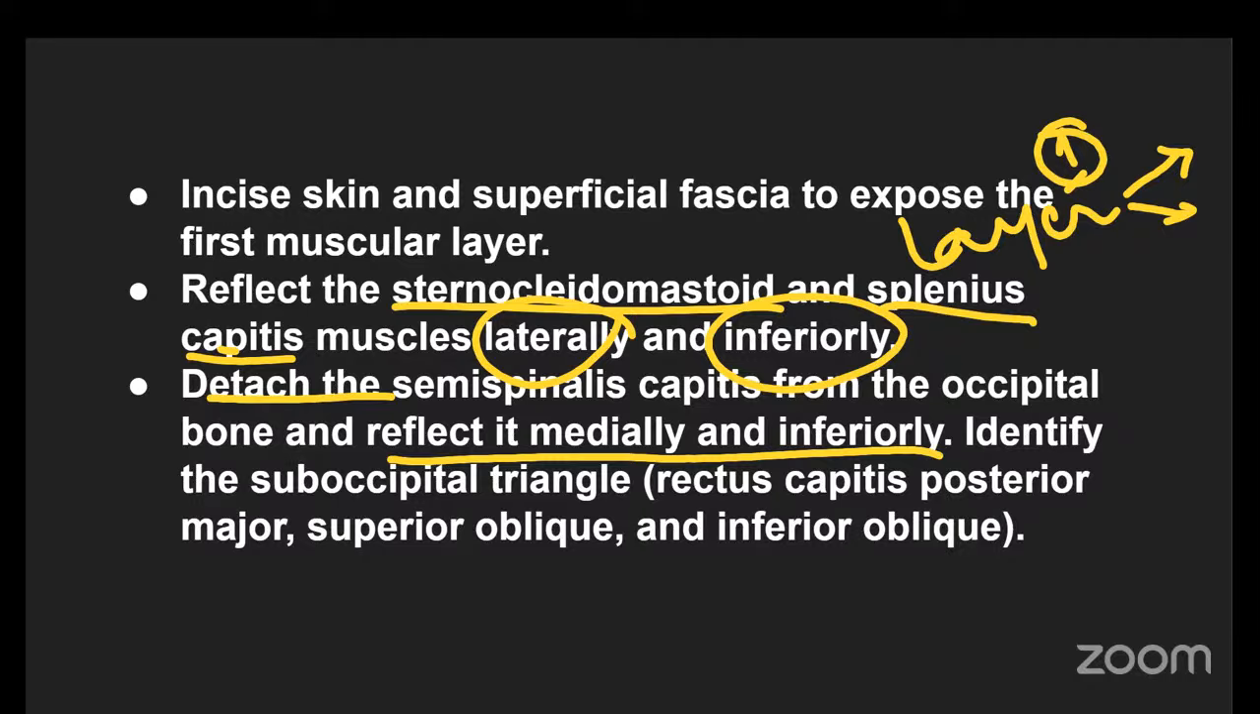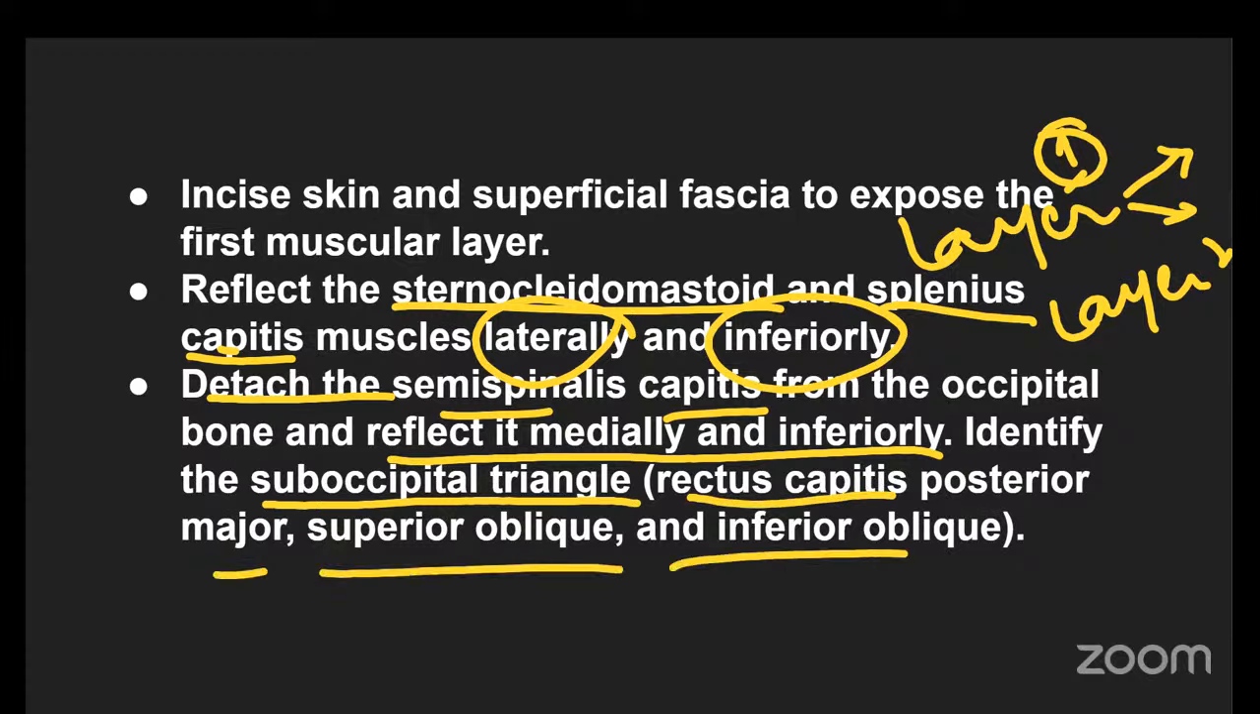What's the third layer? This was the second layer, by the way. The first layer goes lateral and inferior. The second layer goes medial and inferior, which is semispinalis capitis. And then we have the third layer, which was the suboccipital triangle. Rectus capitis posterior major, we have superior oblique, and we have the inferior oblique. What was the purpose of the suboccipital triangle? To identify the vertebral artery.